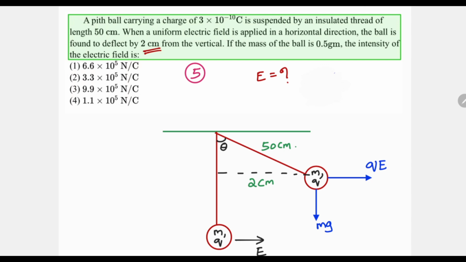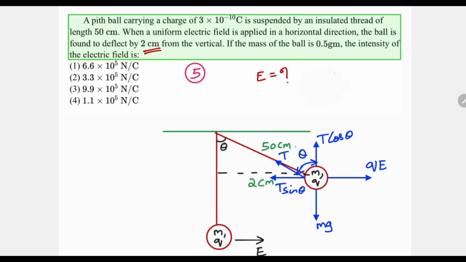Now, apart from all these things, there is tension in the thread. It can be denoted by T. That tension can be resolved into two components. What are those components? One component is T cos theta, because here comes the angle theta. So T cos theta in the vertically upward direction and then T sin theta in this direction.